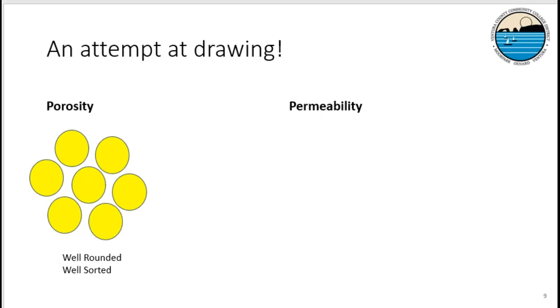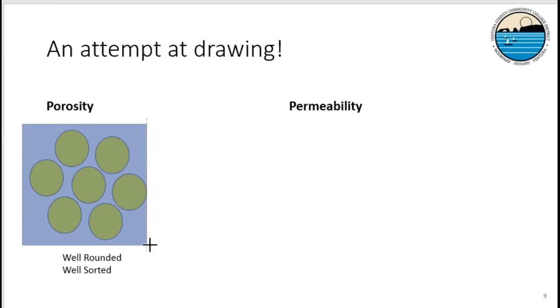Now, if we were to put this into a beaker, or if we were to look at a sample size of this, I'm going to put this inside a box, for example.